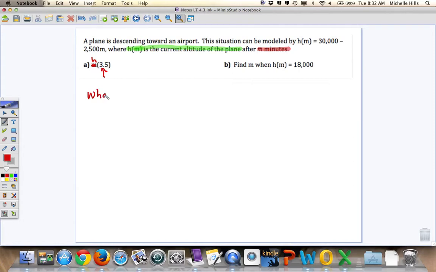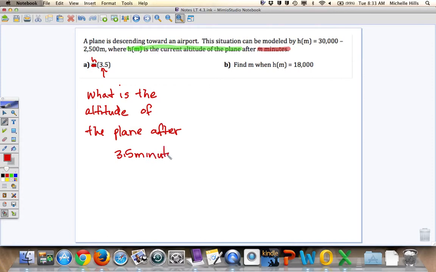What is the altitude, because they're asking me the altitude of the plane, after 3.5 minutes. You need to have both parts. That's what they're asking. Don't calculate anything. Don't put anything into the equation. Just interpret what this thing is asking you.